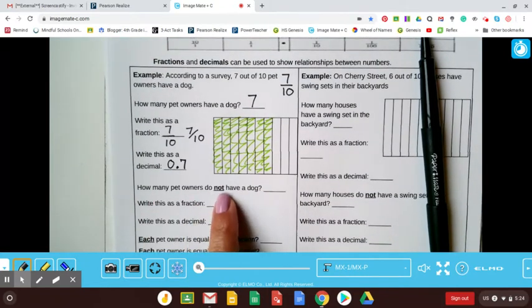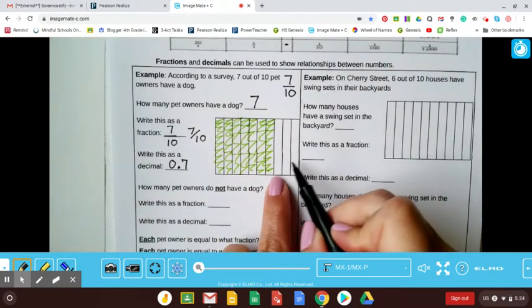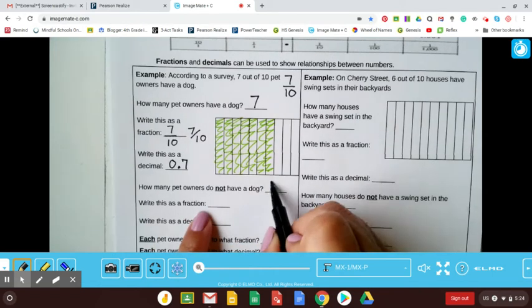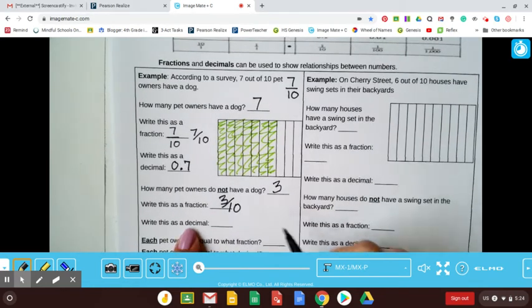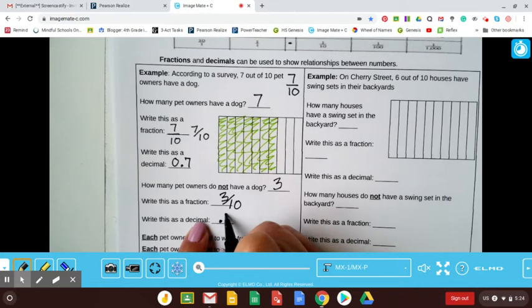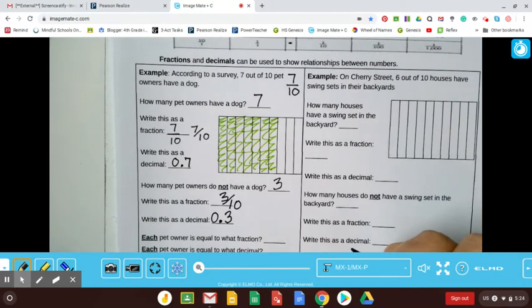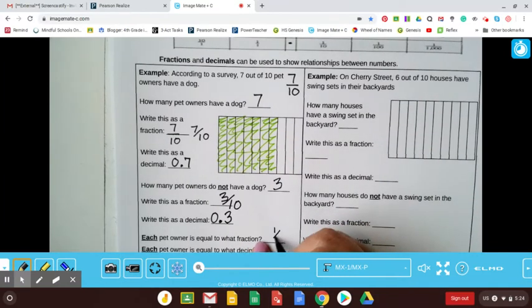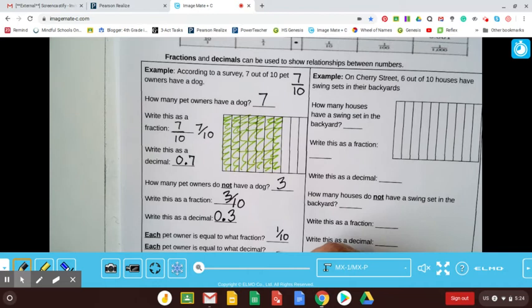So how many pet owners do not have a dog? Well, if 7 out of 10 do have a dog, then how many do not? 1, 2, 3. And if I wanted to show that as a fraction, I could say 3/10. And if I wanted to show that as a decimal, I could say 0.3. If I want, I can put a 0 placeholder after that. So each pet owner is equal to what fraction? Well, each pet owner is 1/10. And each pet owner is equal to what decimal? Well, that would be the same, 0.1, which would look like that.